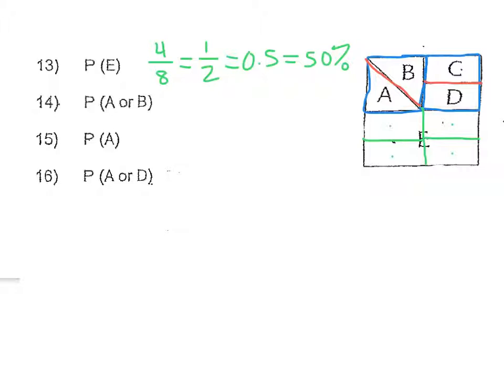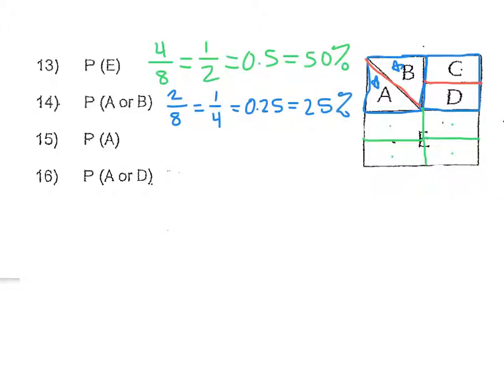All right, the next one says, what is the probability of getting A or B? Well, A or B, those are 2 sections out of the 8 total. You can divide those both by 2, so it simplifies to 1/4, which when you divide is 0.25 or 25%.